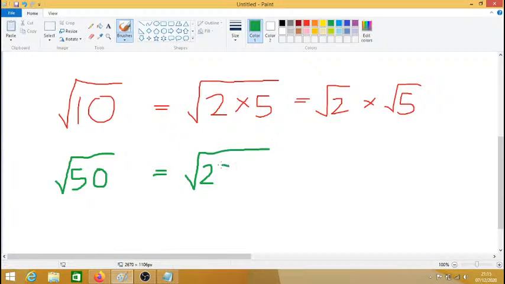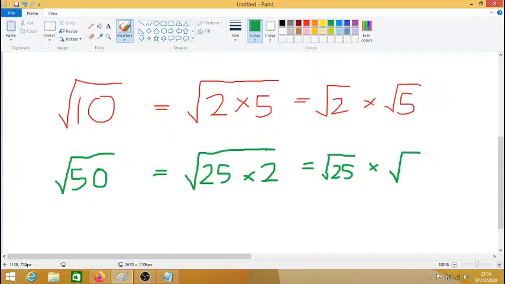25 times 2, to make sure your maths is correct. So 50 is made up of 25 times 2. I could have chosen other calculations, but I'll just go with this. And then I can split that into the square root of 25 being timesed by the square root of 2.